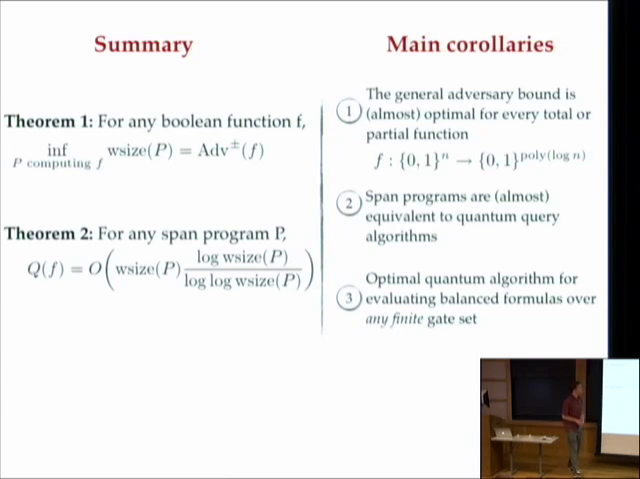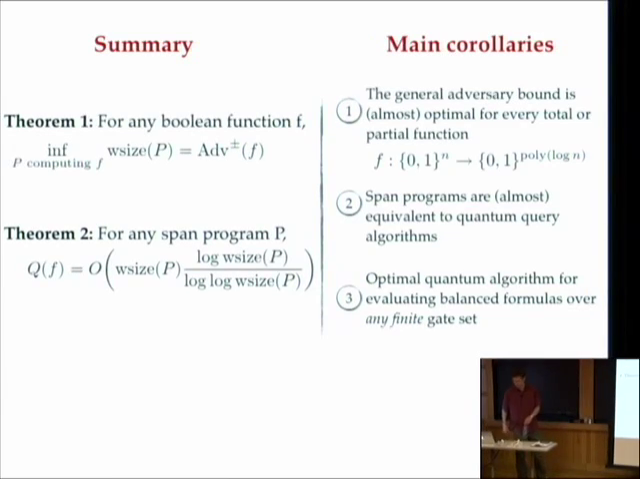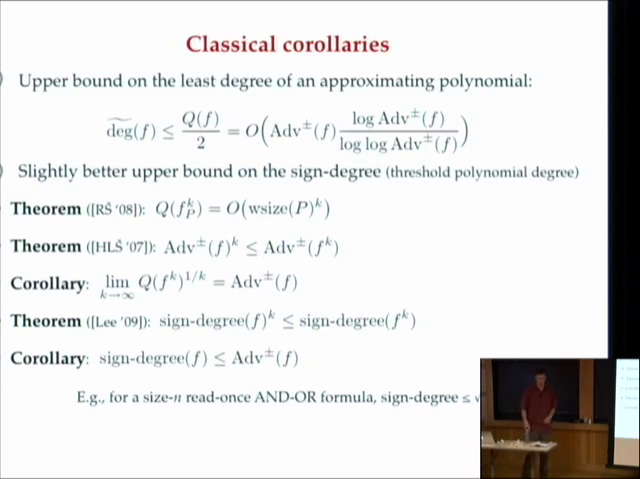So here are the main corollaries. We get this equivalence between quantum query models and span programs, and we get optimal quantum algorithms for total and partial functions. Sorry, the adversary bound is optimal in all these cases. I wanted to mention some classical corollaries. First of all, it gives an upper bound on the approximate degree by the adversary bound. Secondly, one can get rid of this log factor for the sign degree of the polynomials. This is what Troy pointed out.